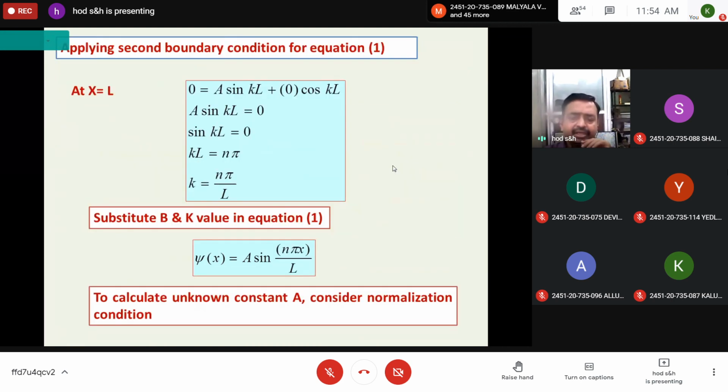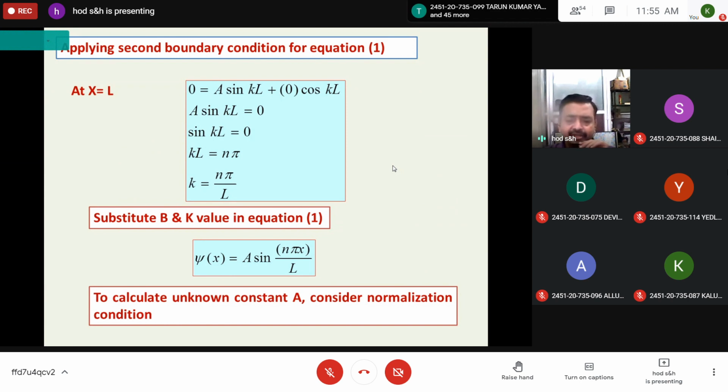And the second boundary condition is at x = L, ψ is 0. Therefore, 0 = A sin kL + 0 × cos kL, because B is equal to 0. Therefore, A sin kL is 0. Here, there are two possibilities: either A is 0 or sin kL is 0. But A cannot be equal to 0 because already B is equal to 0, so the solution will not exist if both A and B become 0. So, sin kL must and should be equal to 0. From that, we get k = nπ/L.